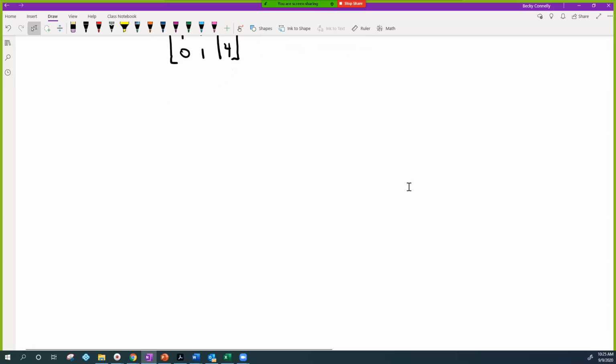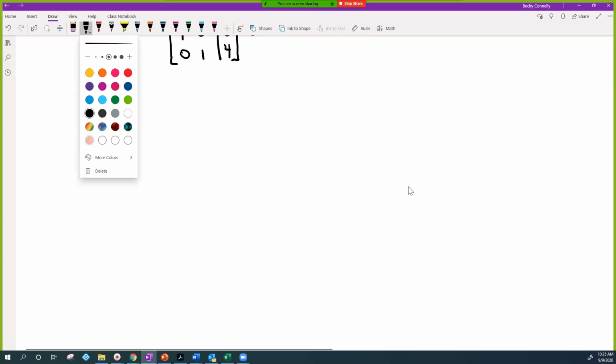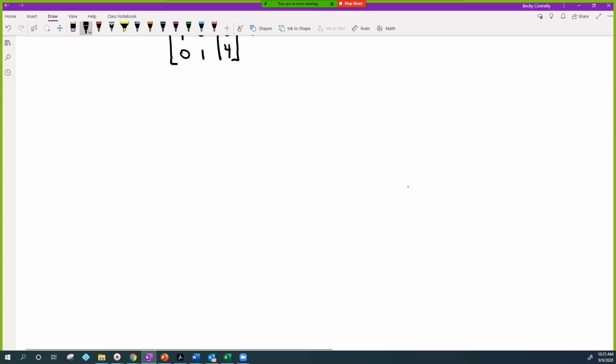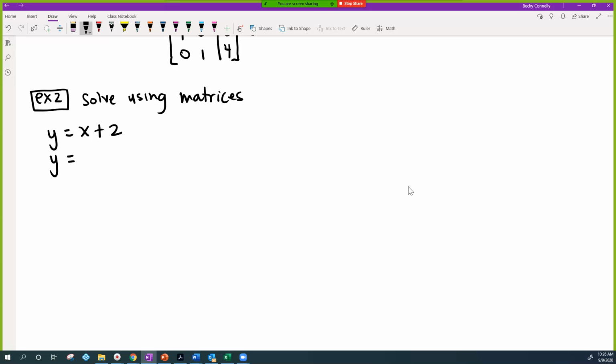Okay, let's try another one. So remember when you're trying to solve, I want you guys to set this up first before we start solving it. Let's make sure that you have it figured out. Okay, so in this one, we've got y equals x plus 2, and y equals -1/2 x minus 1. Okay, so what do I need to do first here?